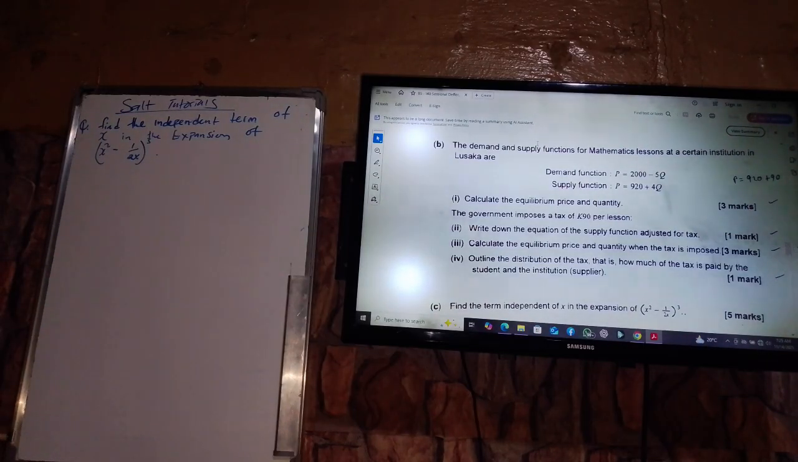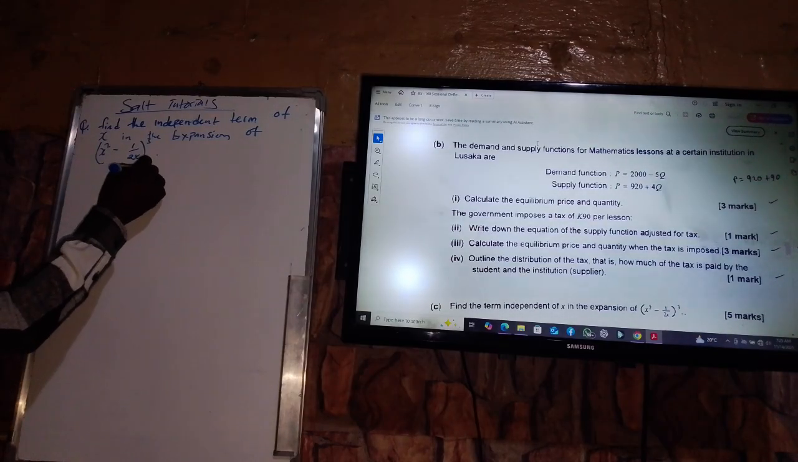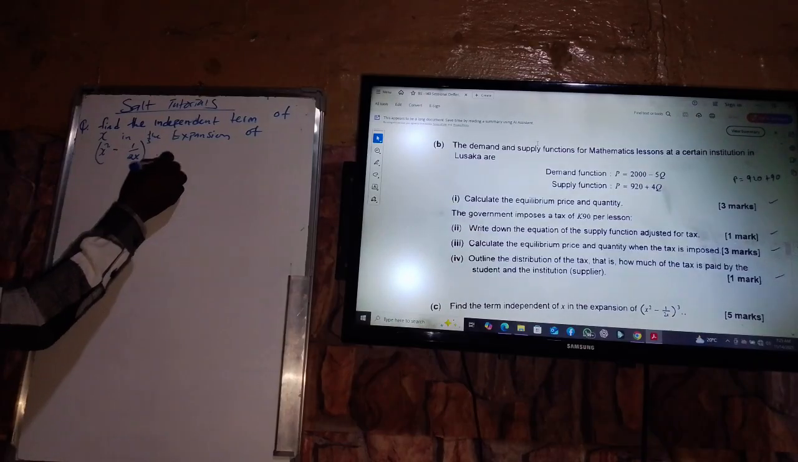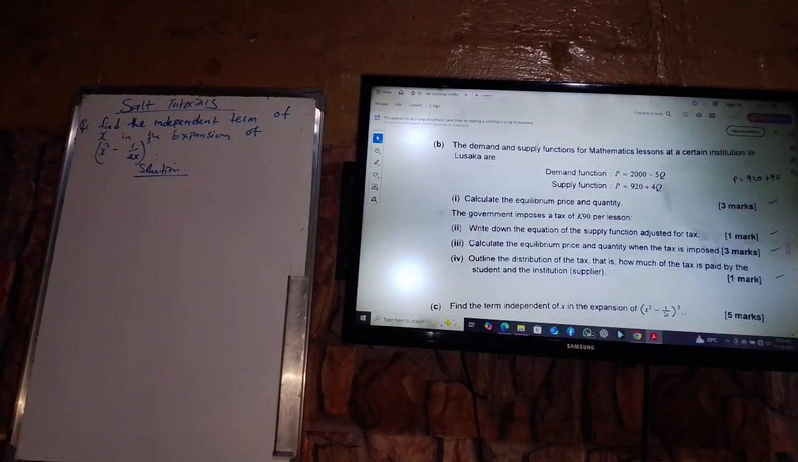Now, when this is expanded, obviously, according to this information, there must be a term which does not have x. That's what we mean. By us looking for the independent term of x, we are looking for the term which is not going to have x. So that term is going to be defined like how? First step. The first step is you analyzing that.